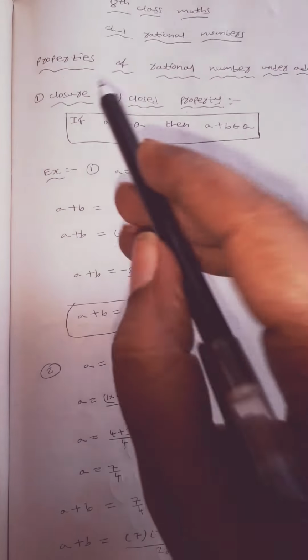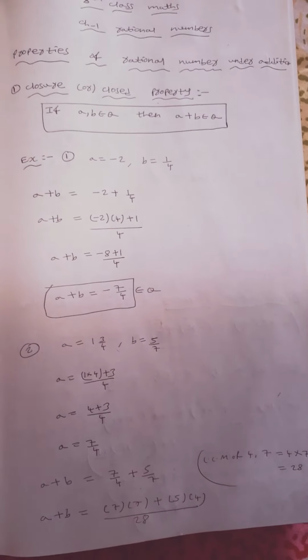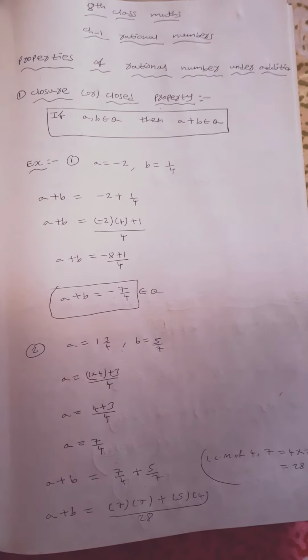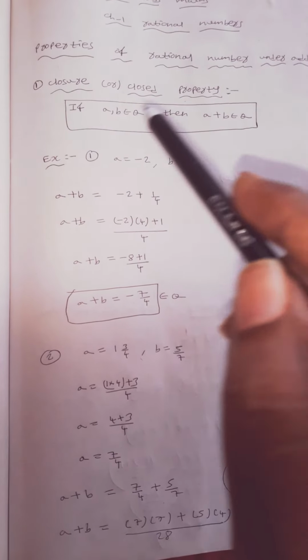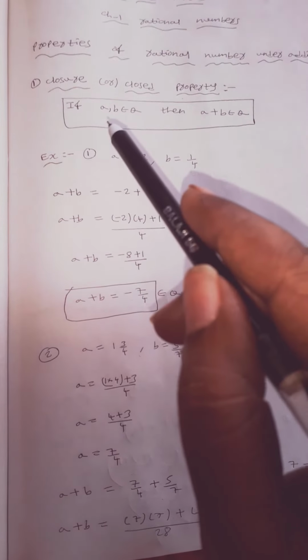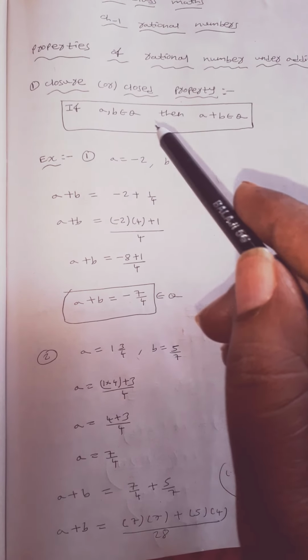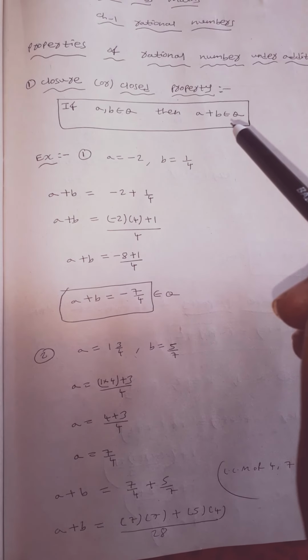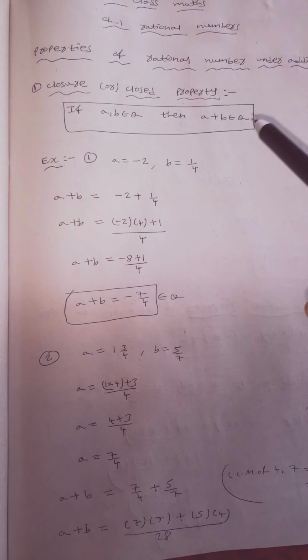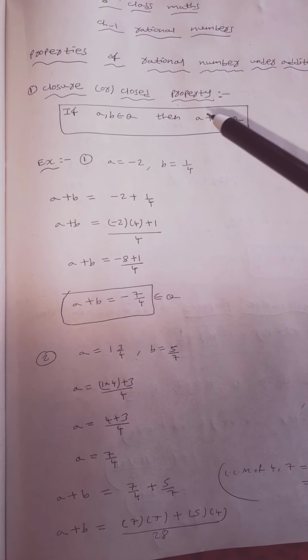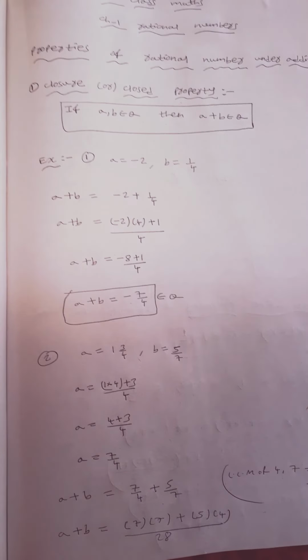Next, coming to the properties of rational numbers under addition, children. First one, closure property. If a, b belong to Q, then a plus b also belongs to Q. Means the sum of two rational numbers is a rational number.